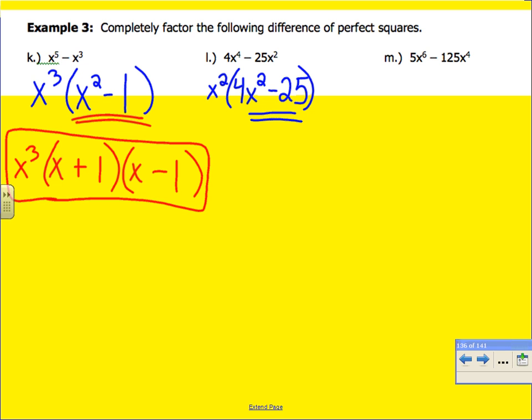Inside parentheses, there's not anything else they have in common, but we now have a difference of perfect square problem. So you're going to write your GCF in front, write your 2 binomials, 1 plus, 1 minus, and then we're going to square root each term. The square root of 4x squared is 2x, so write that twice. The square root of 25 is 5, so write that twice.